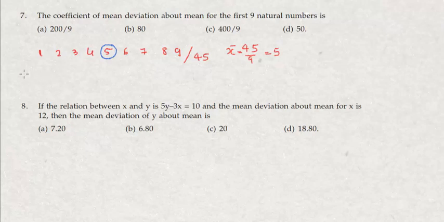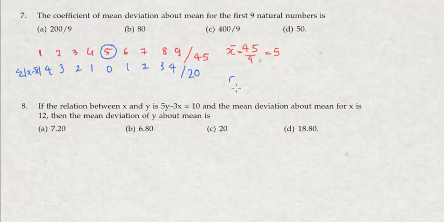Now let us find sigma modulus x minus x bar. So in this case it is 4, then 3, 2, 1, 0, 1, 2, 3 and 4. And if we total it up, then it would become 20. 4 plus 3 is 7, plus 2 is 9, plus 1 is 10, and the same here also. So 10 into 2 is equal to 20.